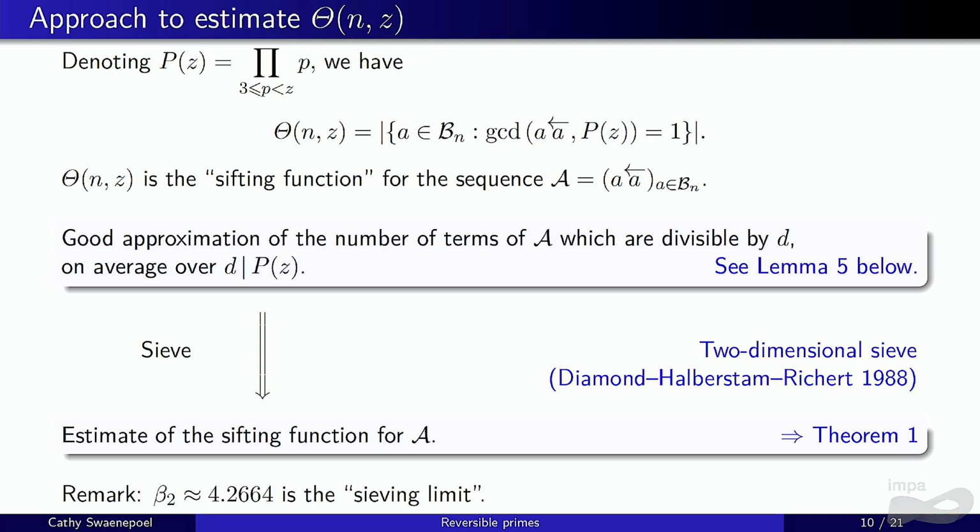So this constant beta 2 here is associated to the sieve we use. It appears in this paper, and it is called the sieving limit. Okay, so now I'm not going to give you details about the sieve we use. I'm not going to explain how we deduce theorem 1, but I want to spend some time on this part, which is the crucial part. So what good approximation exactly do we obtain and how?